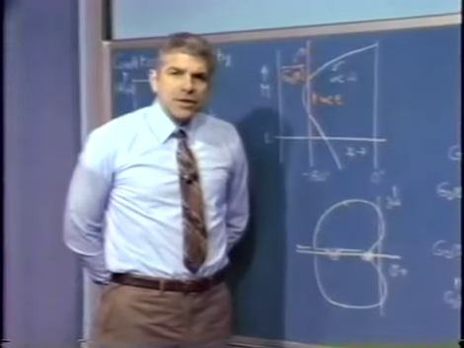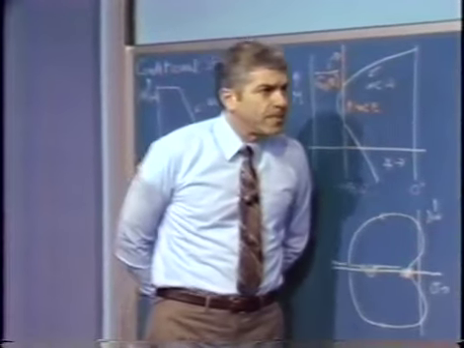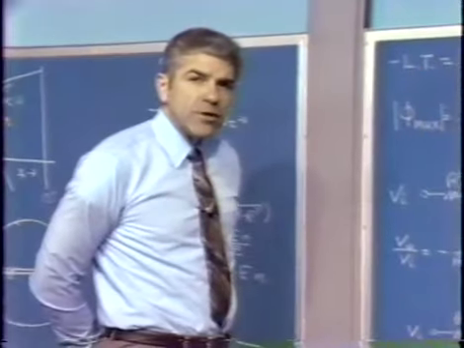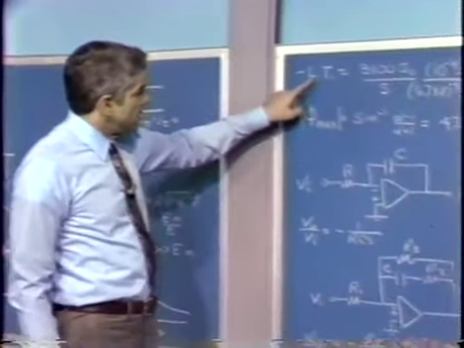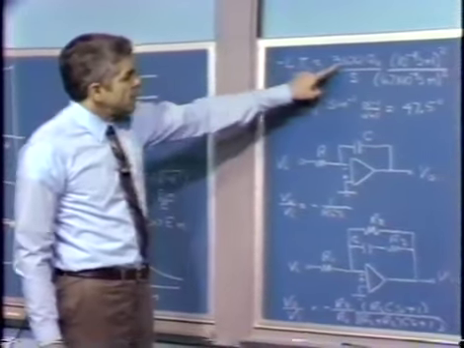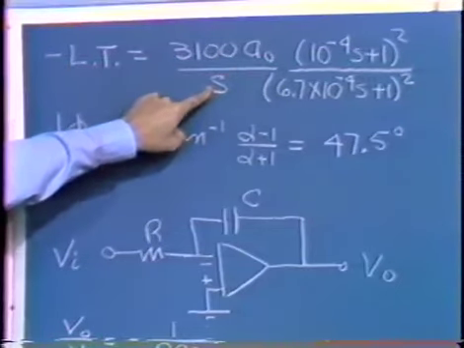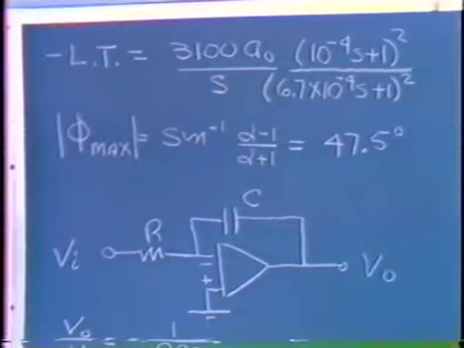I'd like to illustrate these ideas with a demonstration system. And what I've chosen for the negative of the loop transmission for the demonstration system is a negative loop transmission, or an AF product, that's 3100 times some quantity A0 divided by S. In other words, we have a pole in the origin in the demonstration system.